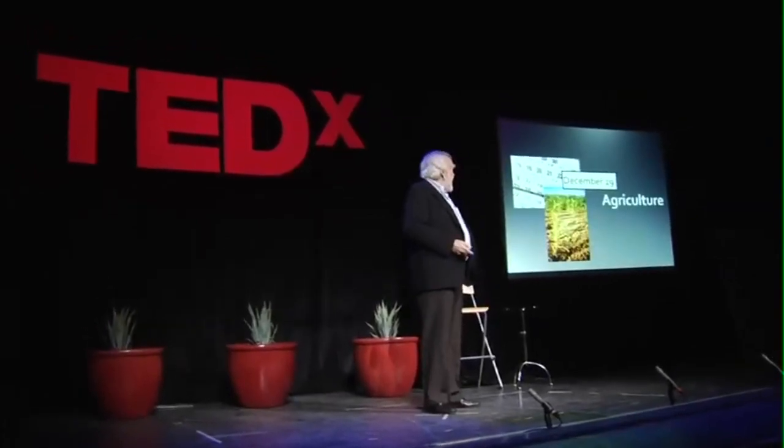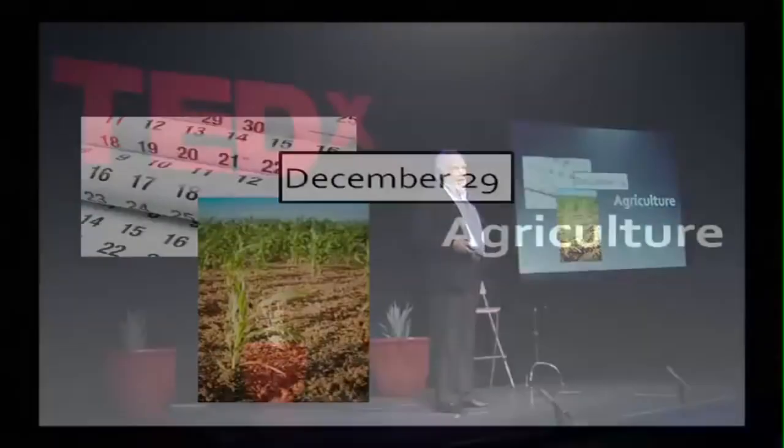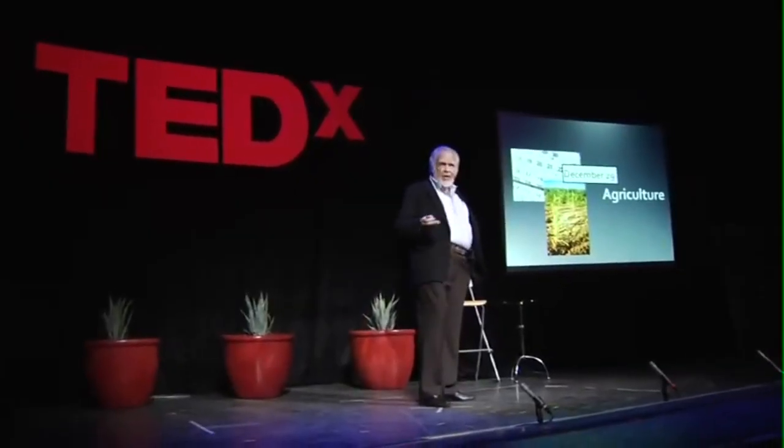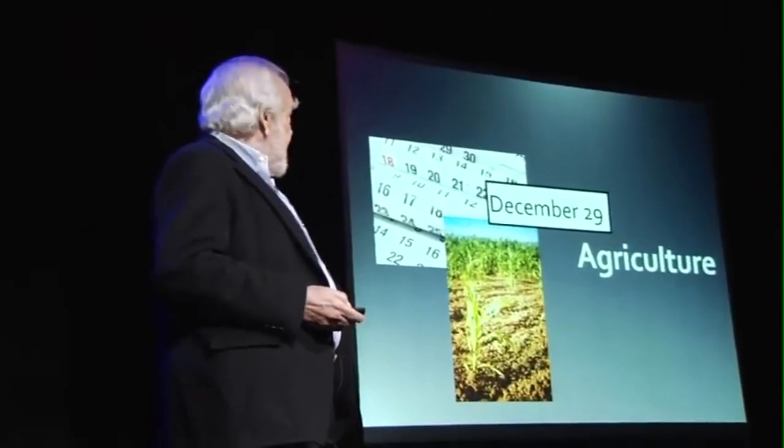But by December the 29th, agriculture had been invented. And all of a sudden, cities emerged and people living together and sharing and collaborating. That was a very incredible invention of people, agriculture, on December 29th of that calendar year.